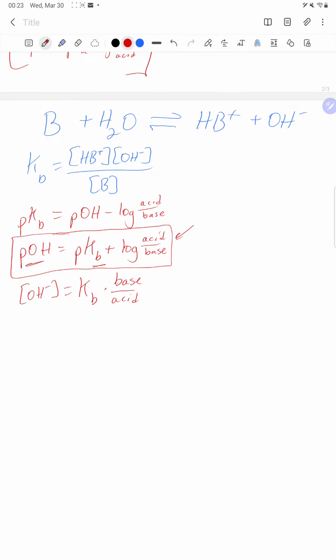The reason why is because a negative log was involved in this, and a negative in front of a logarithm flips what's inside of it. For example, the negative log of 2 is the same thing as log 1 over 2. Because we use a negative log on both sides to switch from here to here, the things inside the logarithm will flip. So instead of having base over acid, we end up getting acid over base, simply because it was negative.